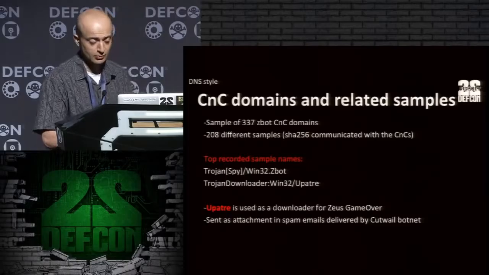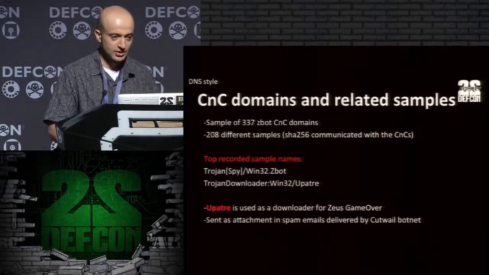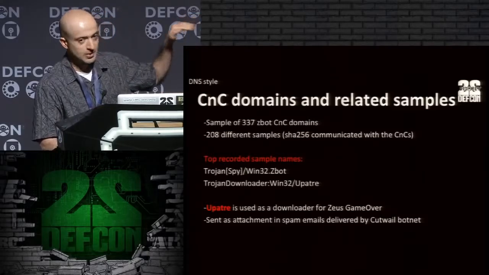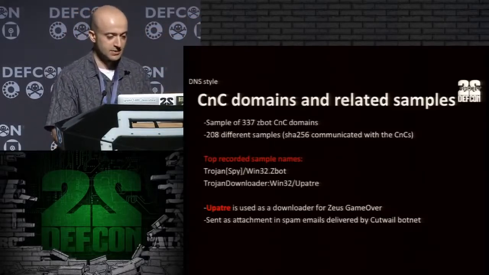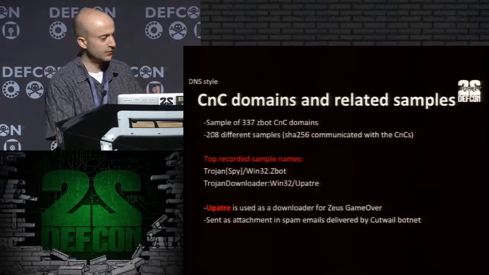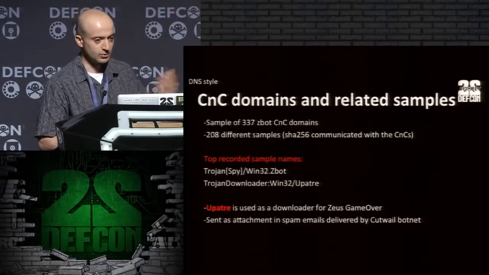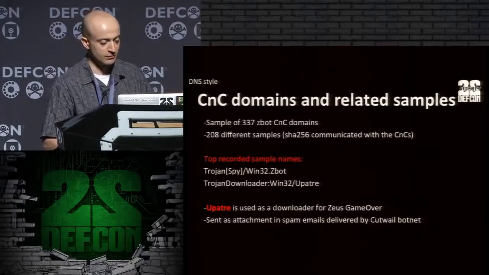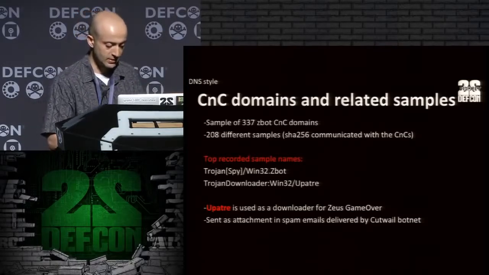Now finally, what we did with these fastflex domains, we tried to see what kind of malware is phoning back to them. And we saw, with no surprise, ZBot is the top of the list, and then also Upatry. Upatry is a first stage downloader that will bring down extra maliciousness on your machine. And in this case, it's been involved with Zeus GameOver, a very virulent variant of Zeus.